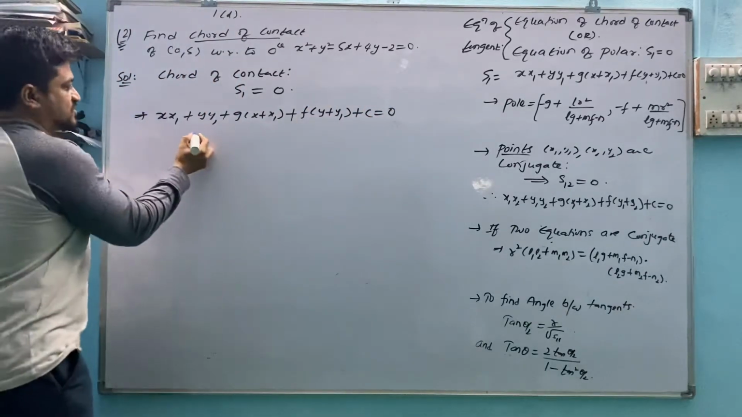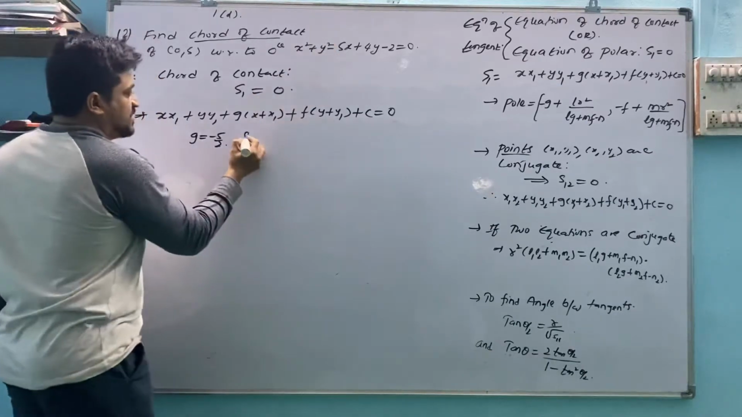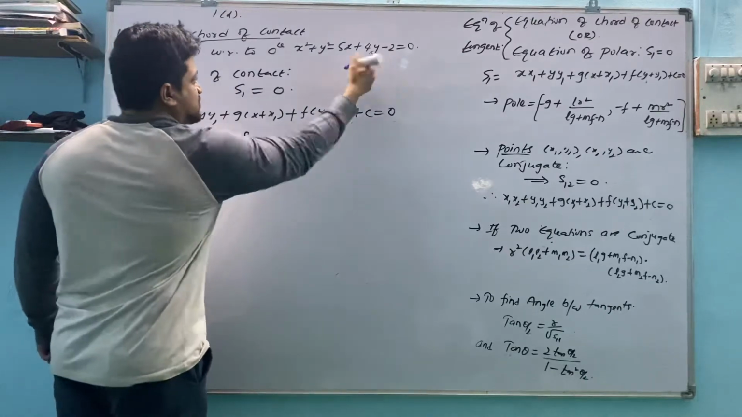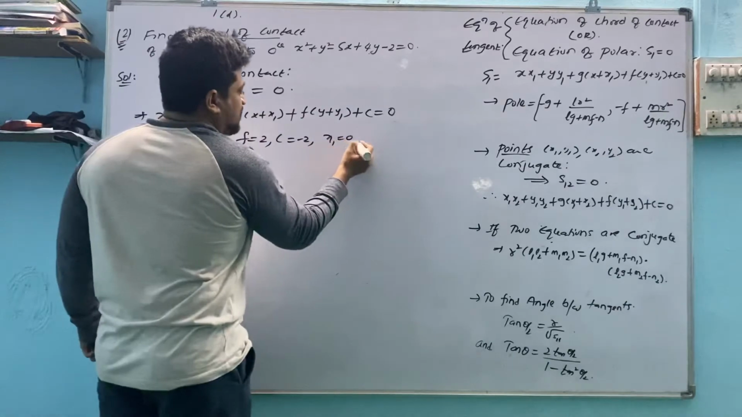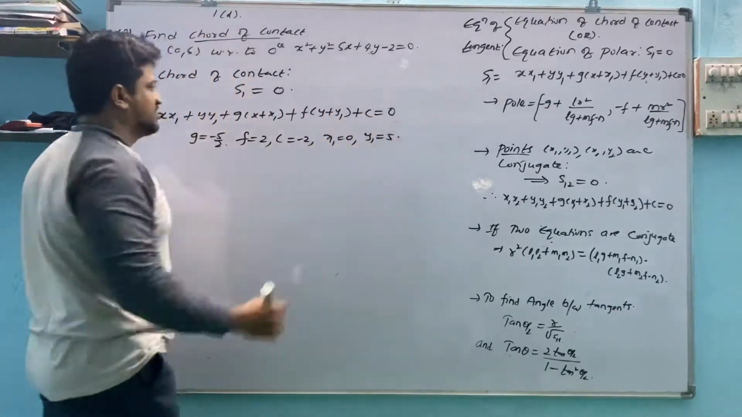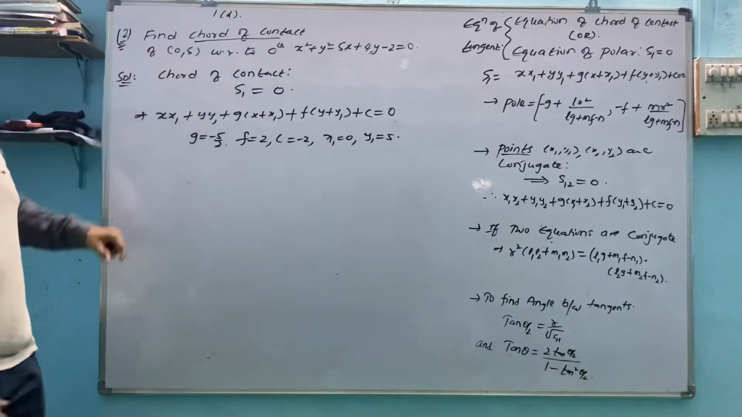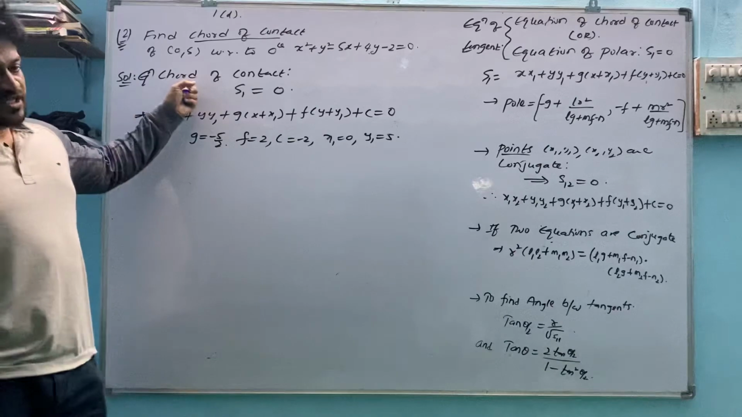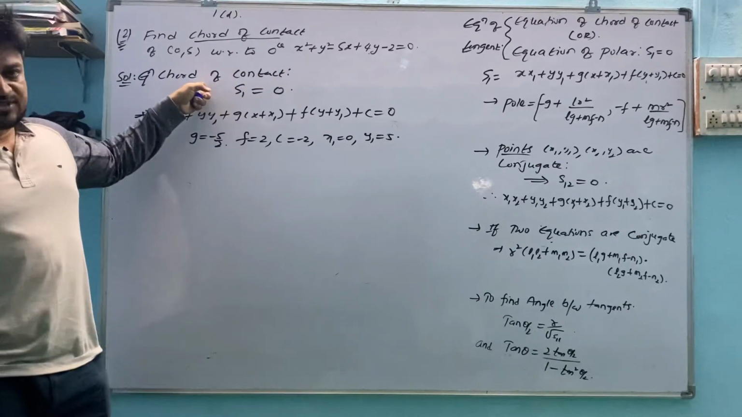Now g is equals to minus pi by 2, half of coefficient of x. F is equals to half of coefficient of y and c is equals to minus 2. Then x1 equals to 0 and y1 equals to 5. So this is S1 equals to 0. We will use for chord of contact. This is equation of chord of contact. Or else if they give equation of polar, we will use same formula. If they give equation of tangent, also same formula.